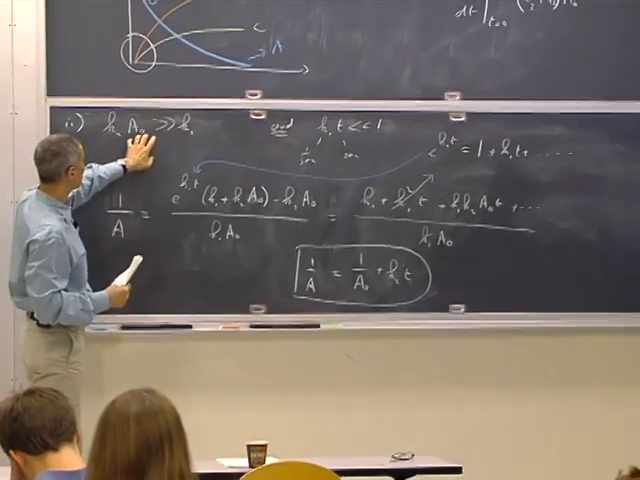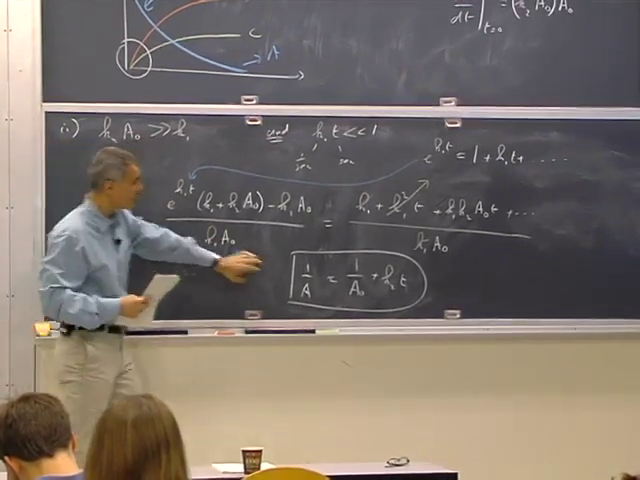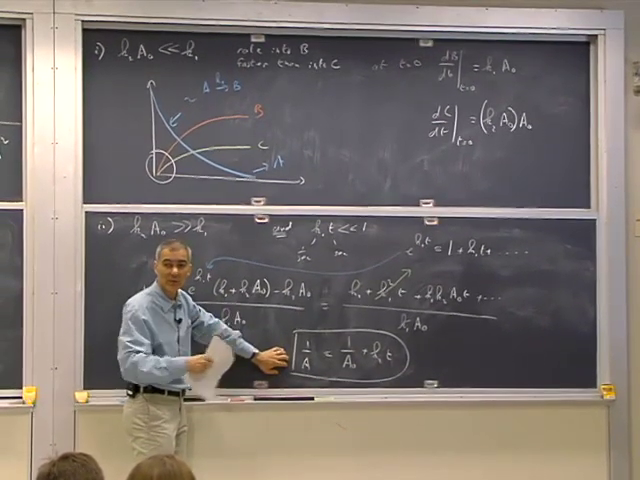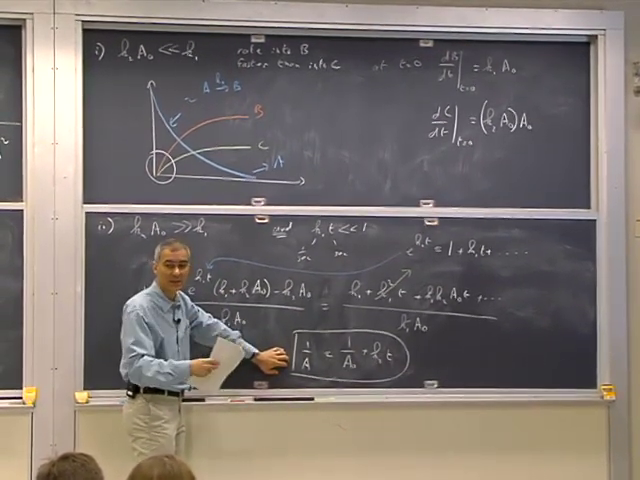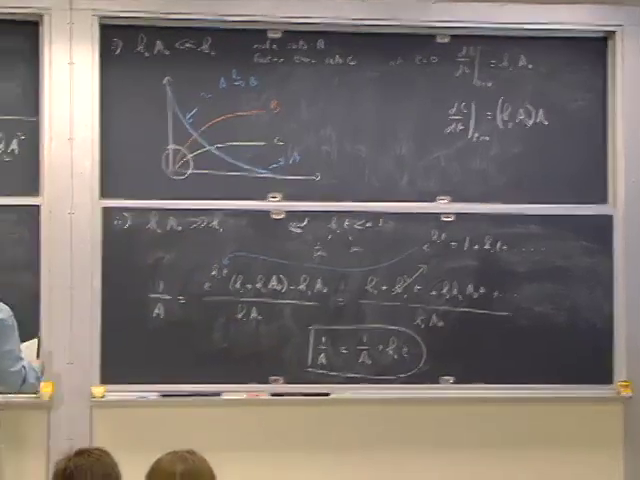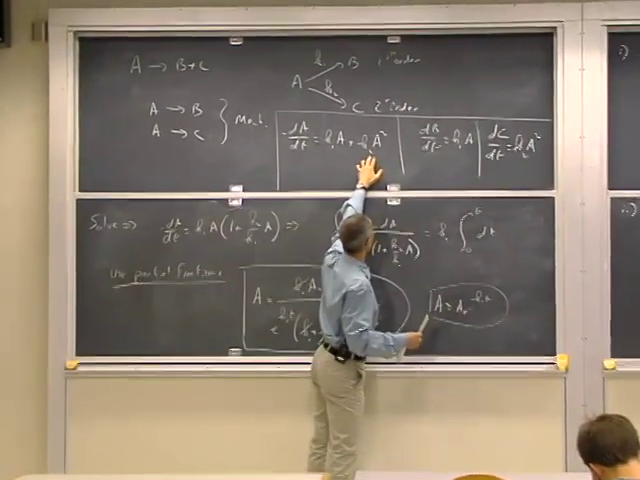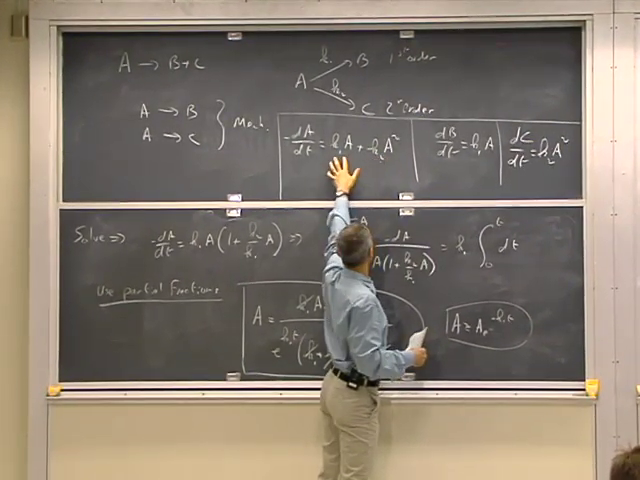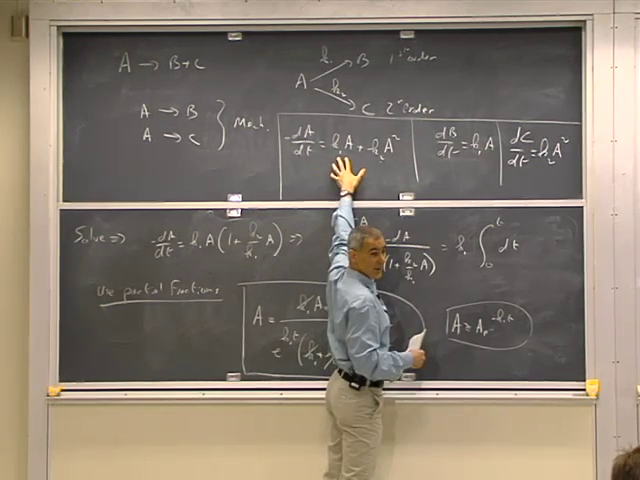So at early times, we start with something that may look second order for A. Time goes on, time goes on, time goes on. A gets depleted. And the rate k2 times A, which is sitting right here, this part here becomes smaller and smaller. And pretty soon, this part wins, and it becomes first order.